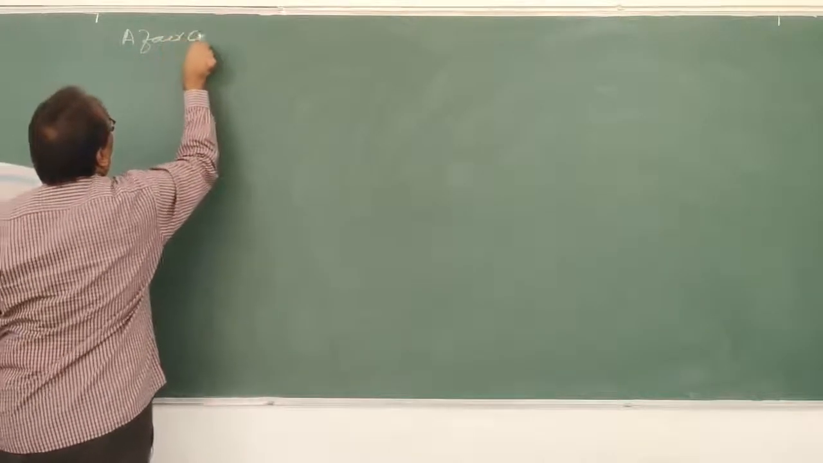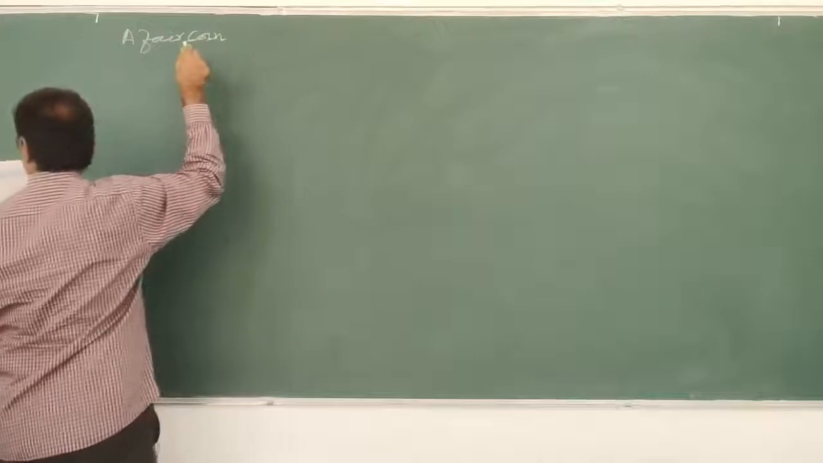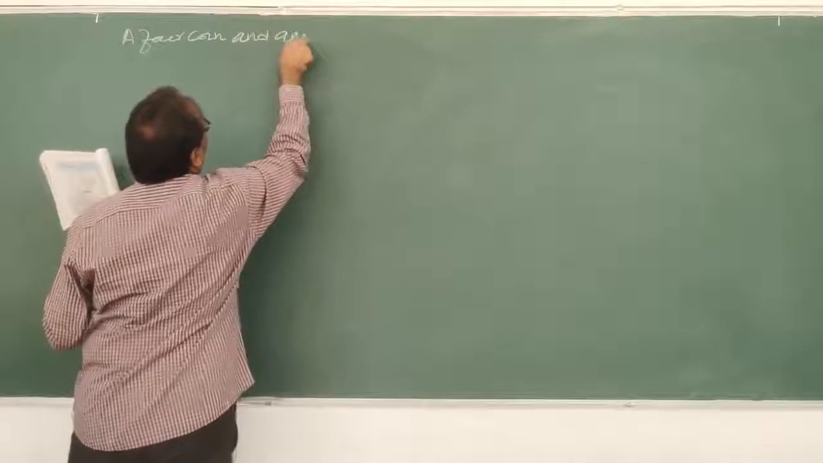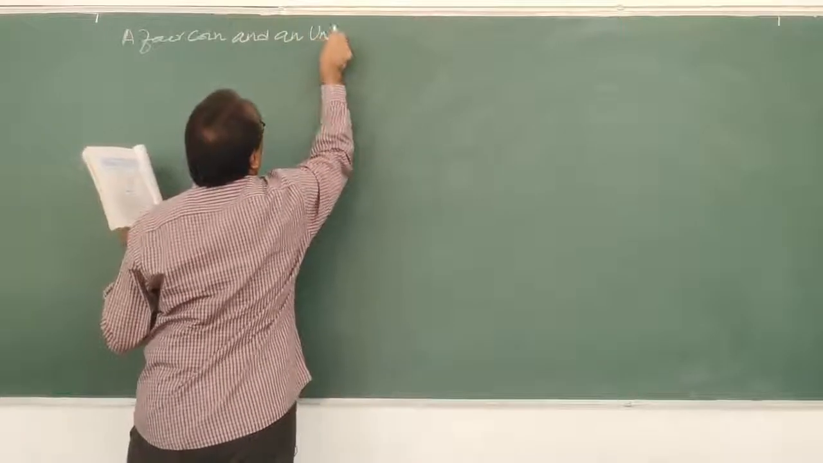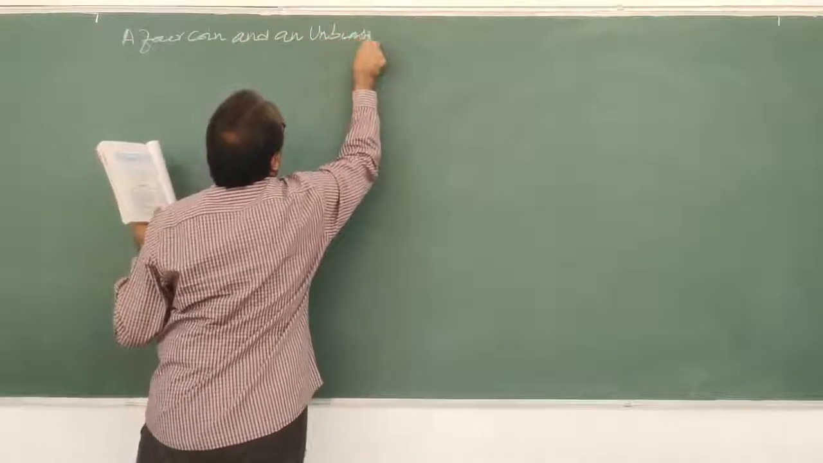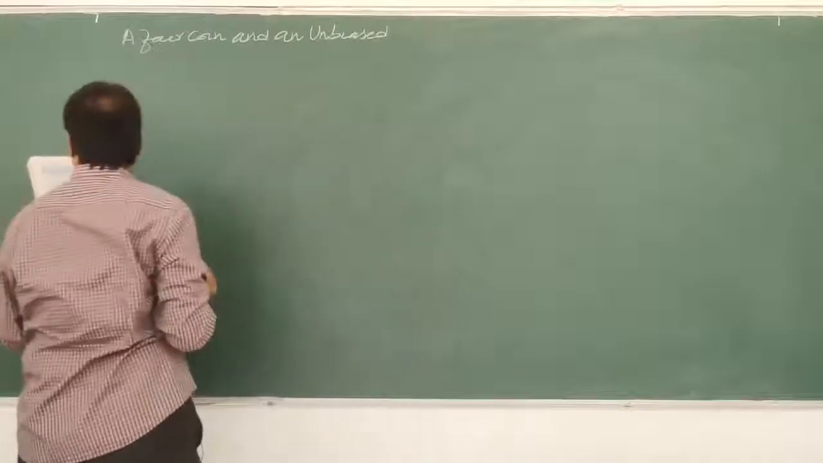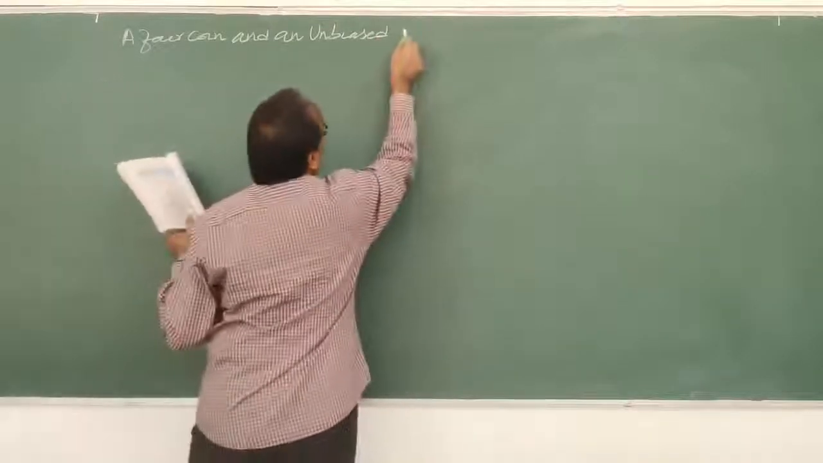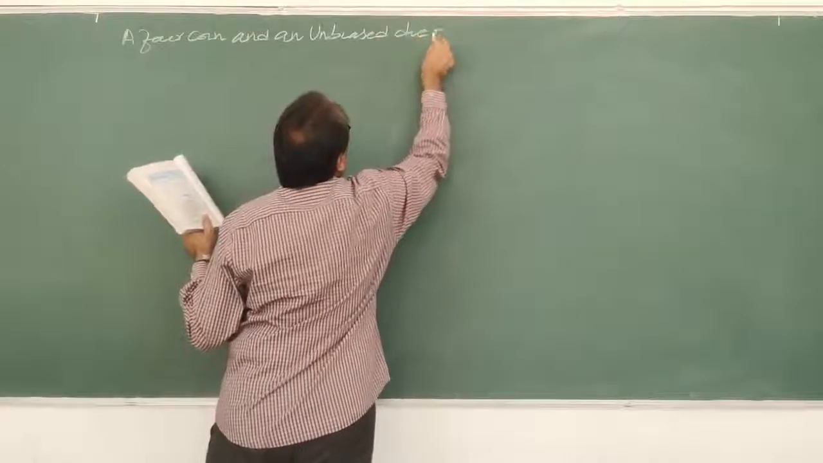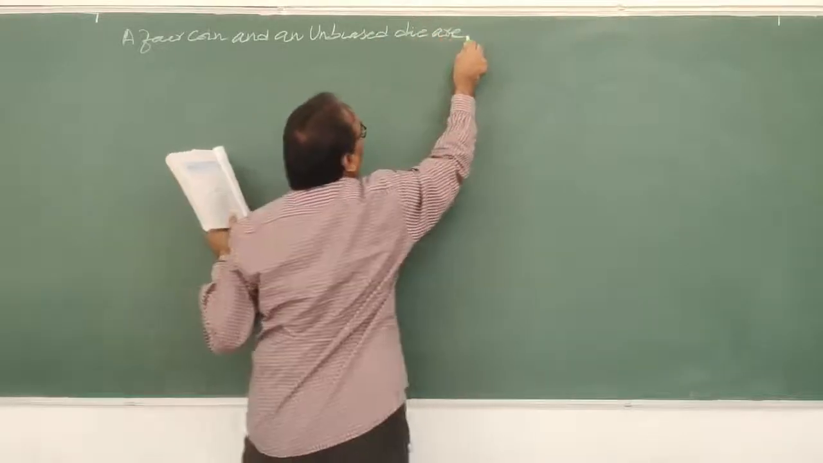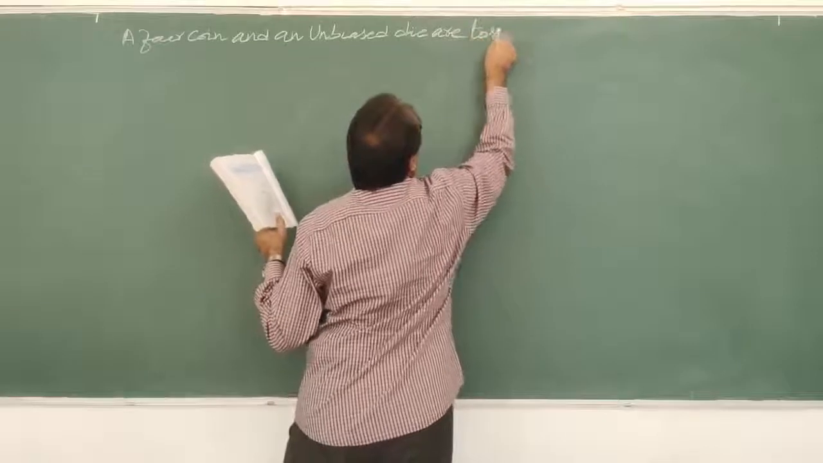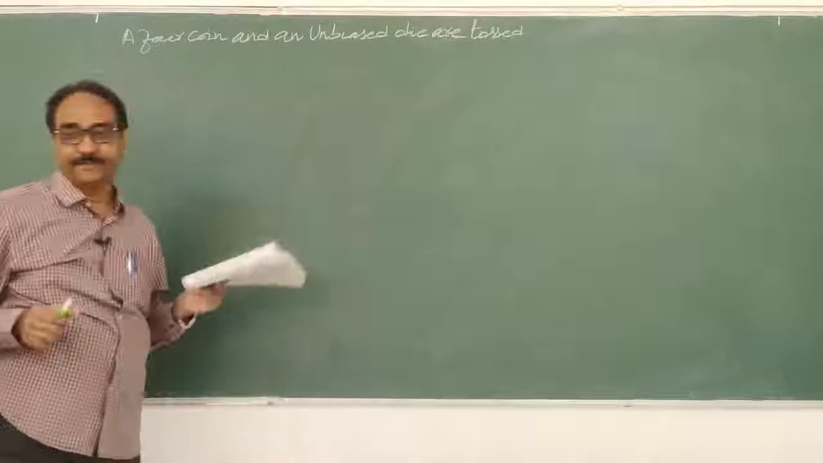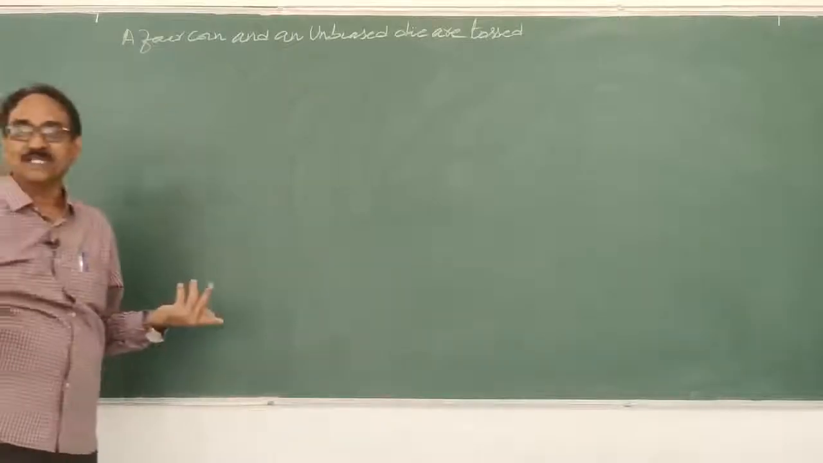A fair coin and an unbiased die are tossed. Okay. So first of all, how many sample points are there? Let us know first.